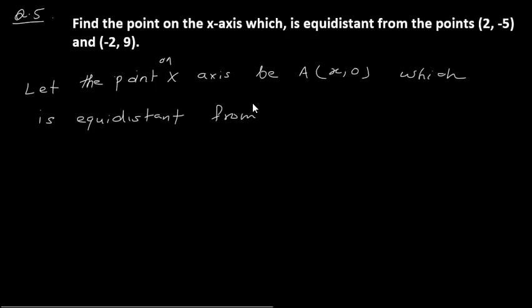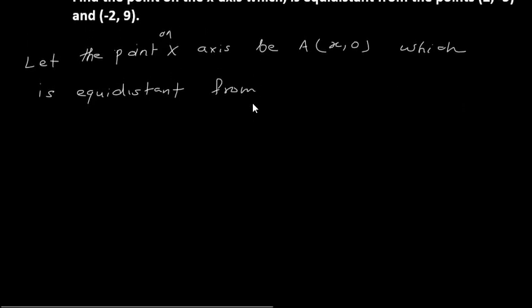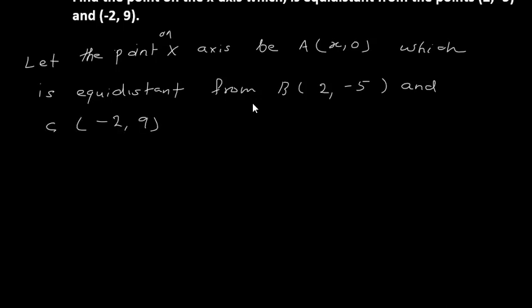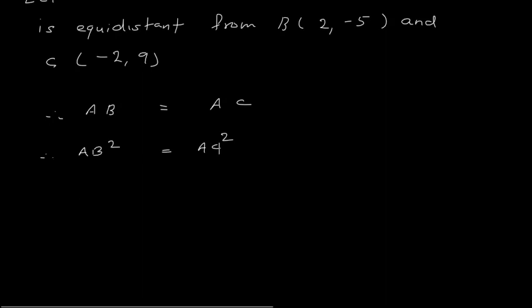we have 2 points, one is B (2, -5) and C (-2, 9). So therefore we have AB is equals to AC. Therefore I can say that AB square is equals to AC square. Now for AB square I have x -2 the whole square plus y plus 5 the whole square.